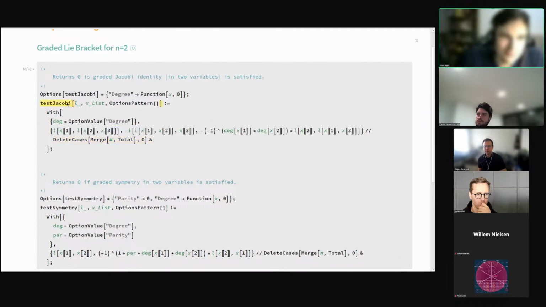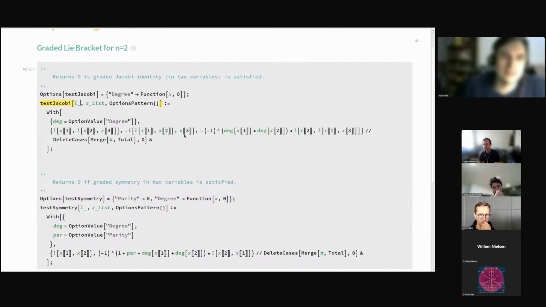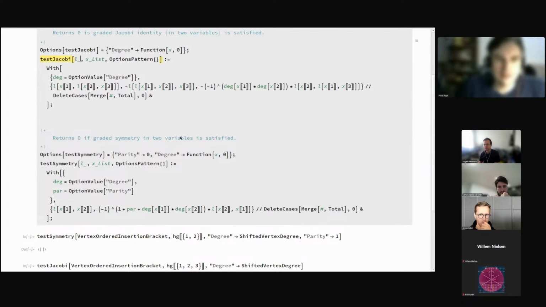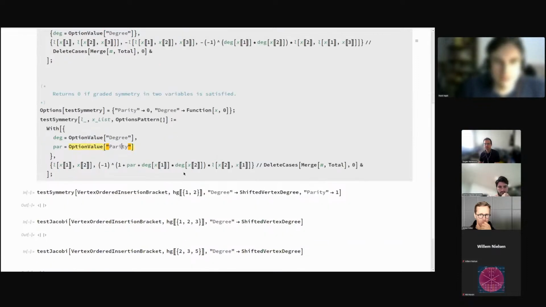This function is testing the Jacobi identity. It will take the bracket as a parameter and the arguments as parameters, and it will evaluate it and give you the sum of these terms. If it is 0, then the Jacobi identity holds. If it is not 0, it does not hold. In the same way, though it's sort of trivial, you can also test the graded symmetry. Graded symmetry is basically if you flip the two arguments, then you obtain the same thing up to a sign.